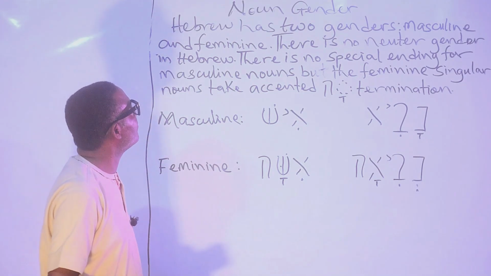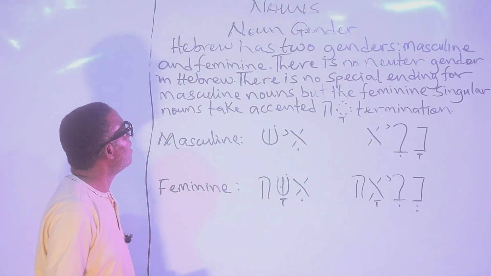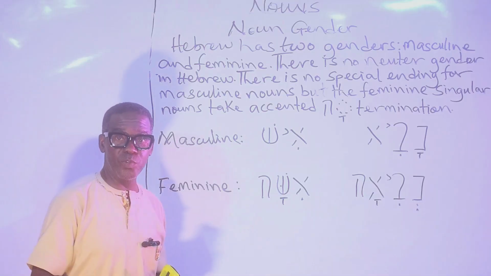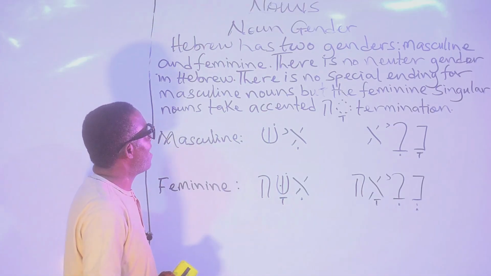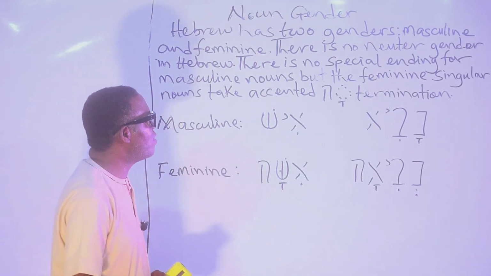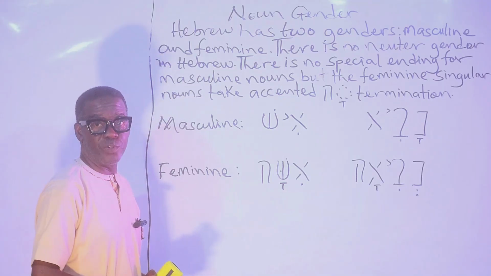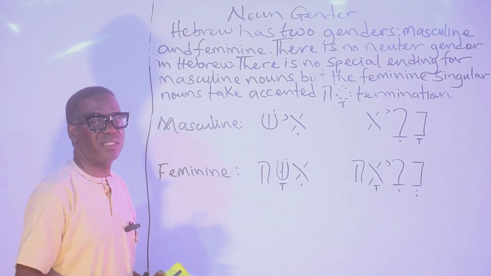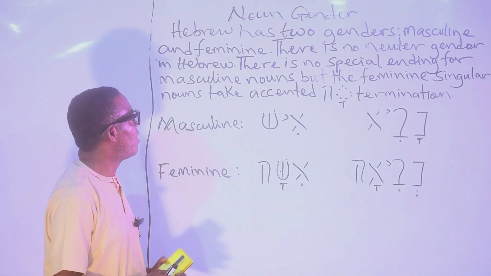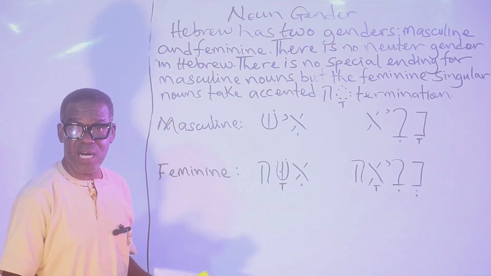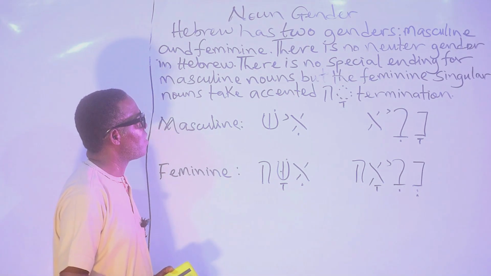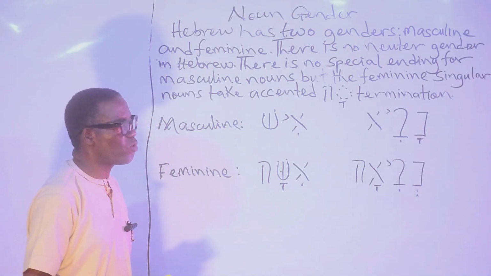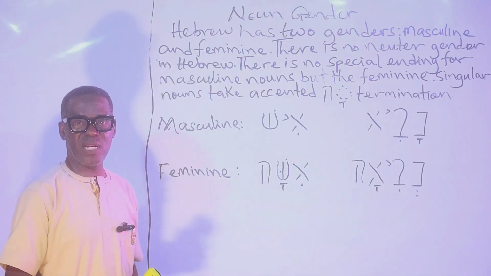Now gender. Hebrew has only two genders, masculine and feminine. There's no neuter gender in Hebrew. So all the nouns are masculine nouns and feminine nouns. There is no special ending for the masculine noun.